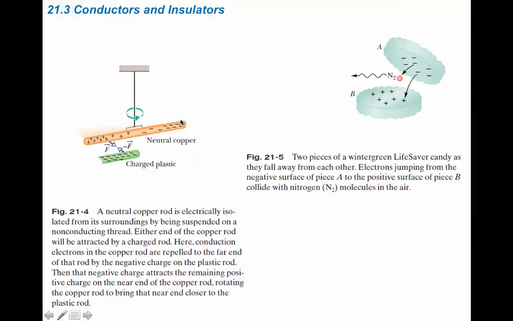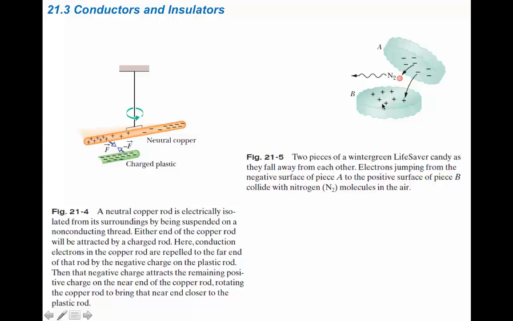Okay, so here we see an example of the mobility of electrons in a conductor. You bring a negatively charged plastic rod next to a neutral copper rod suspended on a string. The conduction electrons in this copper rod are negative, and so they are repelled from this negatively charged plastic, and so they flee over to this end of the copper rod. Well, when they do that, they leave behind positively charged ions. So now we have unlike charges, and they attract. So this end of the copper rod will be attracted towards the negatively charged plastic.